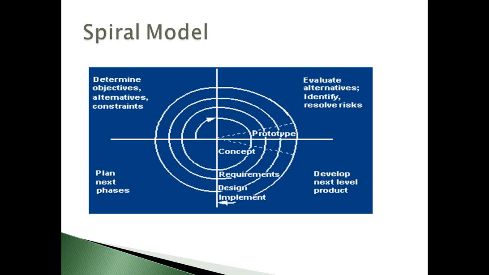So in quadrant 1, we are going to determine the objectives, the alternatives, and then the constraints. In quadrant 2, we are going to evaluate the alternatives, identify the alternatives, and resolve the risk. Whereas in the next quadrant, we are going to work on the next level product.